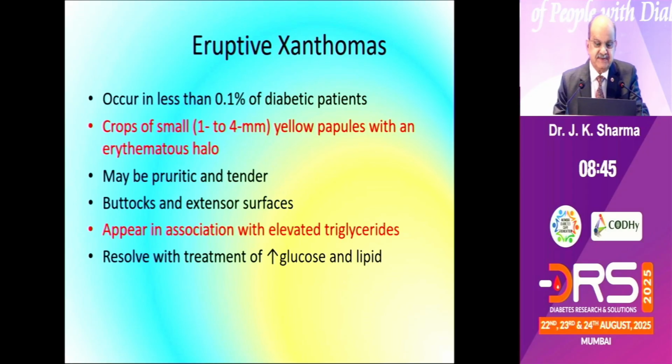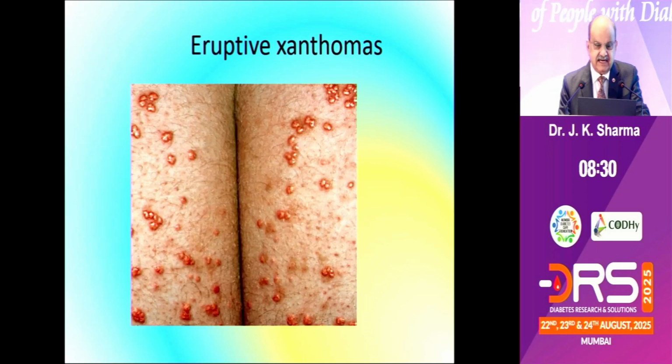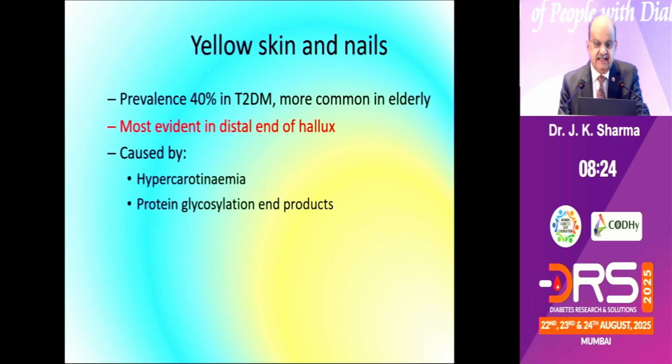Crops of small 1 to 4 millimeter yellow papules with an erythematous halo may be pruritic and tender. Buttocks and extensor surfaces of the body appear in association with elevated triglycerides, and resolve with treatment of the increased blood glucose levels and the lipids, and these are the typical eruptive xanthomas. They look like this. Then the yellow skin and the nails.